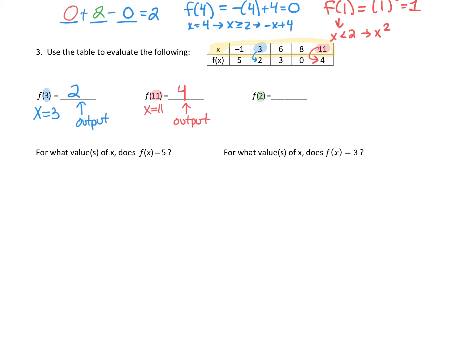Lastly, I have f of 2. So again, that means x equals 2. So what's the output when x equals 2? X equals 2 is not in my table. So this one has no solutions. We'd say no solution. Or you could say maybe cannot determine, something like that, since 2 is not in our table.